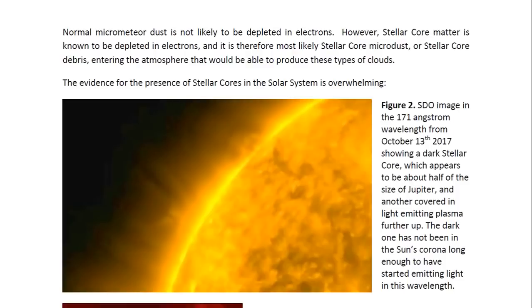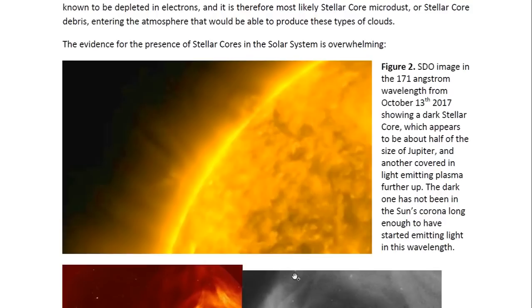The evidence for the presence of stellar cores in the solar system is overwhelming, and we see some of these here in this image. It's an SDO image in 171 angstroms, and we have this one. This is a solid object, a spherical object. As you can see, it's dark, it's making a plasma connection with the sun. This is one of the stellar cores that are present in the sun's corona.